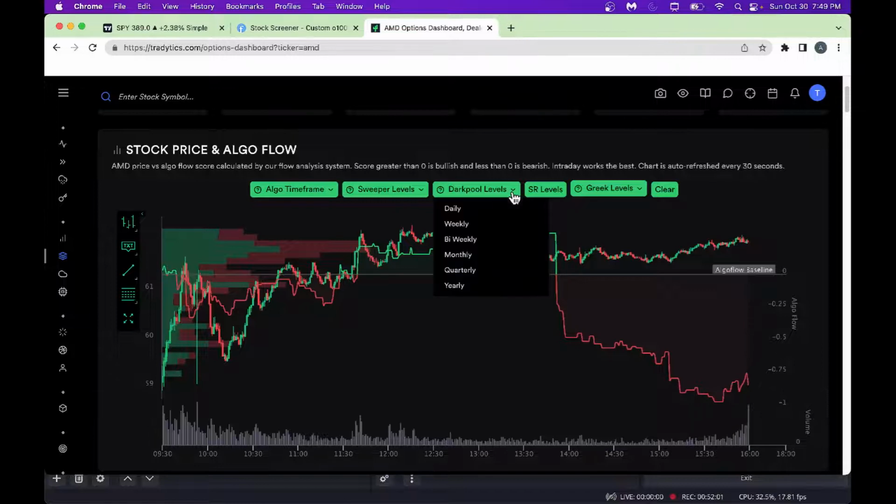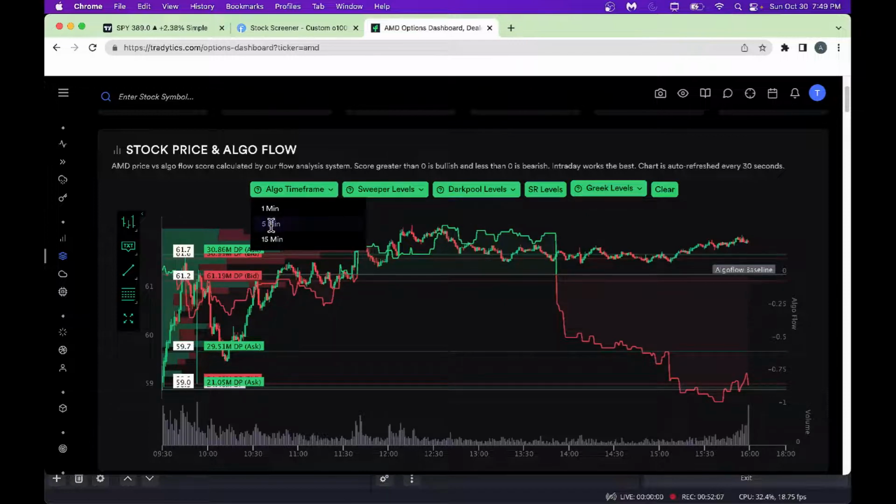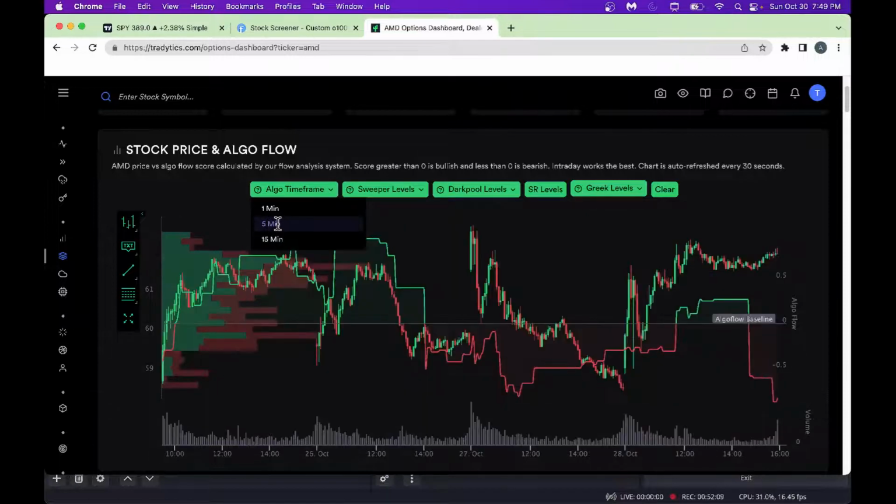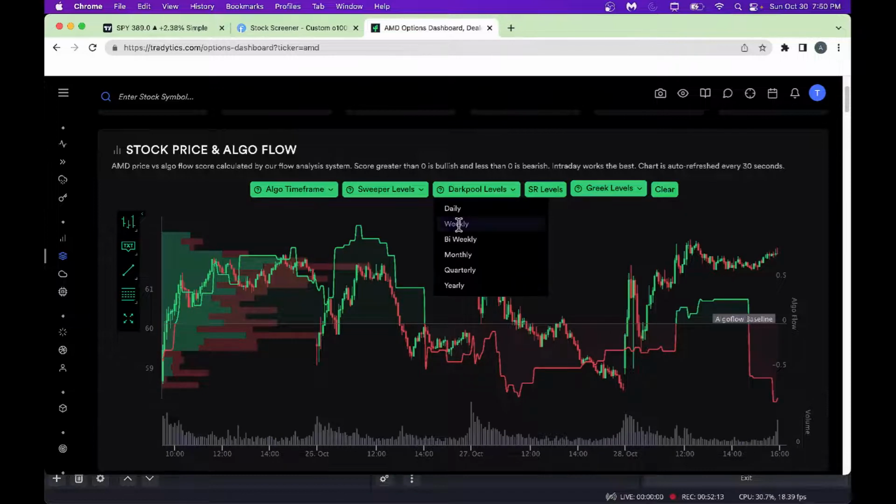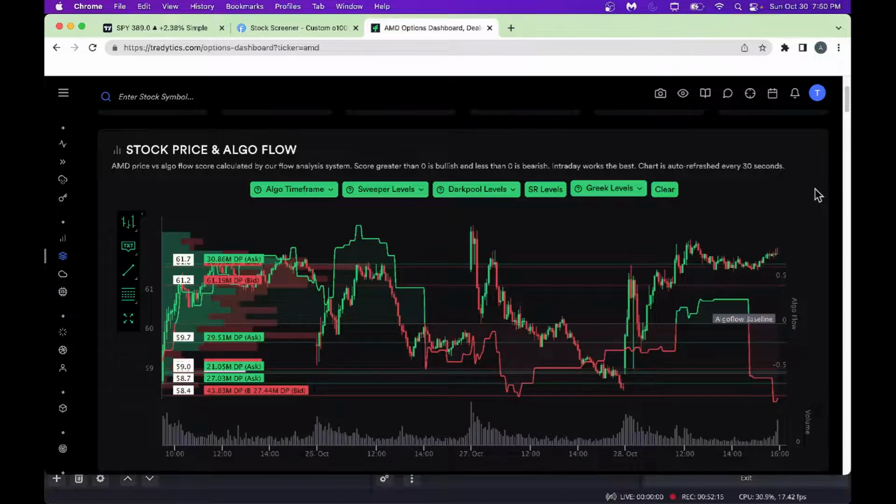For example, if you want to look at the dark pool on a weekly basis, and you could change the time frame to say 5 minutes here, you're a swing trader, and look what's going on here. Let's go back here, change the dark pool level to weekly. Look, there is a nice dark pool going on here at $61. There is a nice and high dark pool activity. $30 million, one of the biggest here. That's acting as support here. There's a nice support at 61.7.